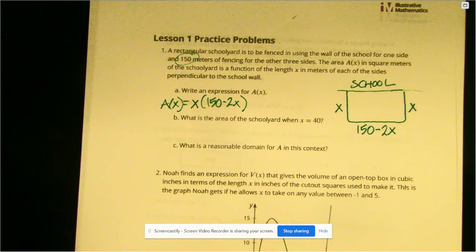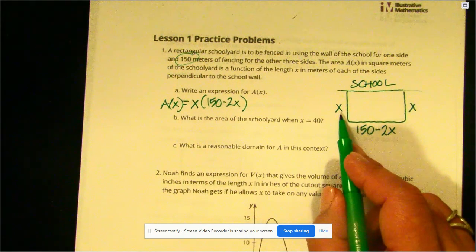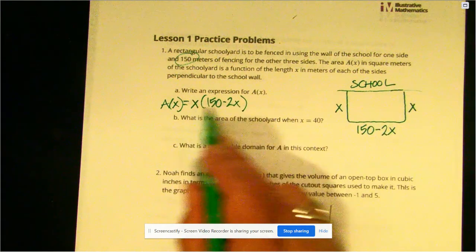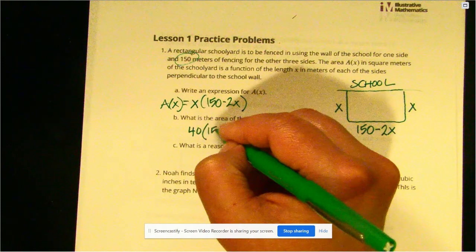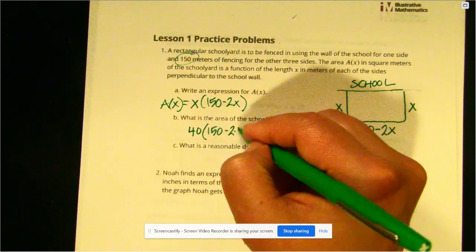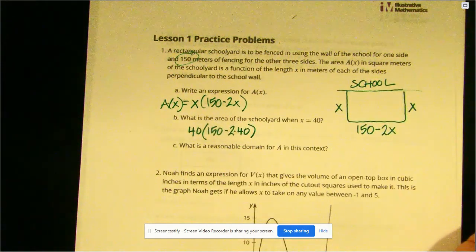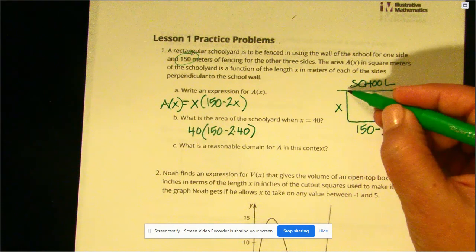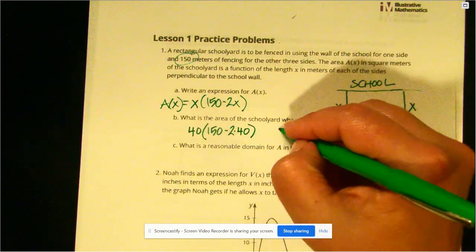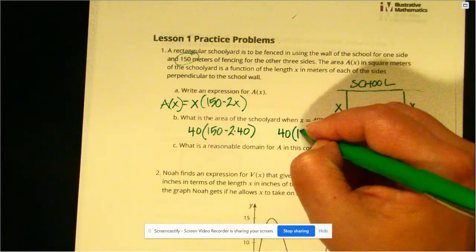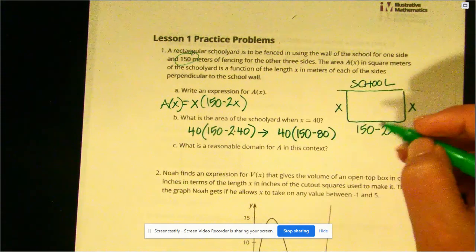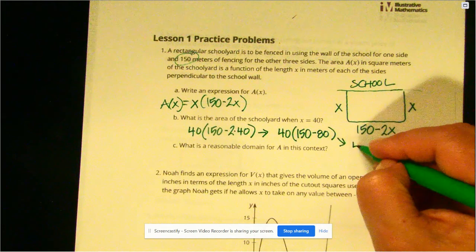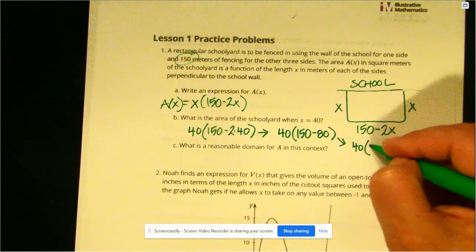What is the area of the schoolyard when x is 40? Well, if I let that be 40, I can just plug it into my formula. 40 times 150 minus 2 times 40. Two 40s is going to be 80. So 40 times 150 minus 80. Whoops, running out of room. So 40 times, that'd be 70.